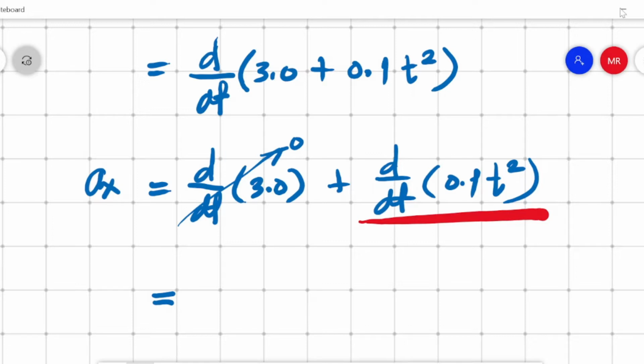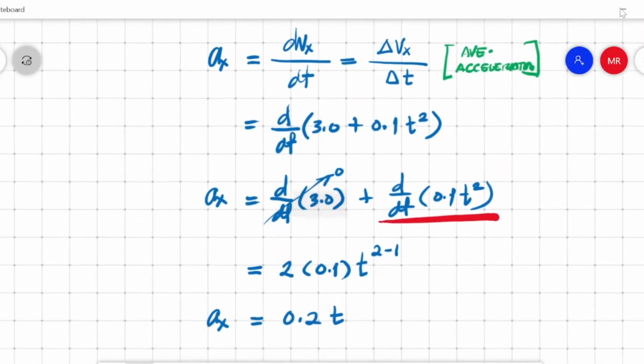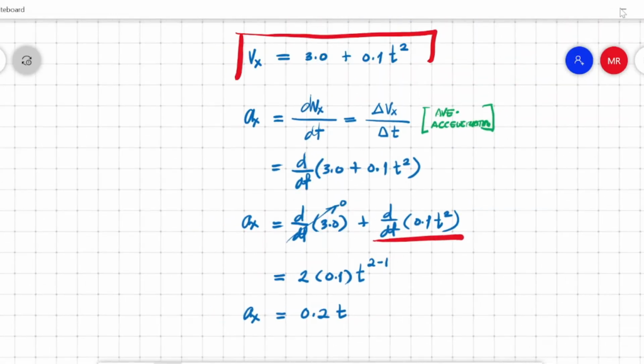squared, which will just be equal to 2 times 0.1 times t to the power 2 minus 1. Therefore, our acceleration function is equal to 0.2 t. So we now have both the velocity function, 3.0 plus 0.1 t squared, and the acceleration function.